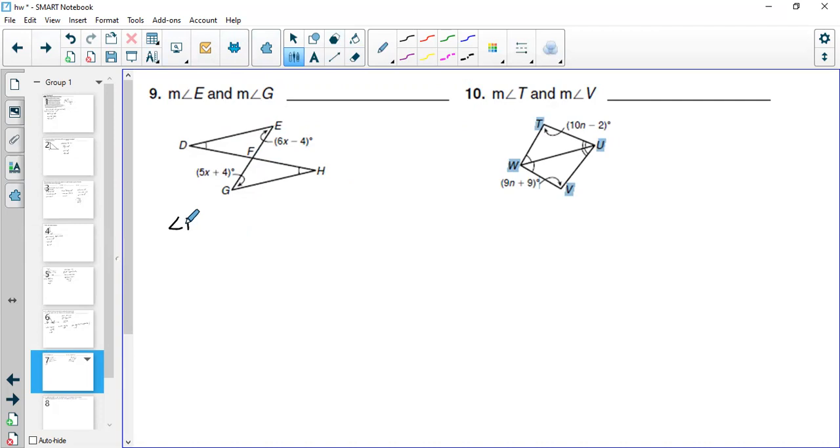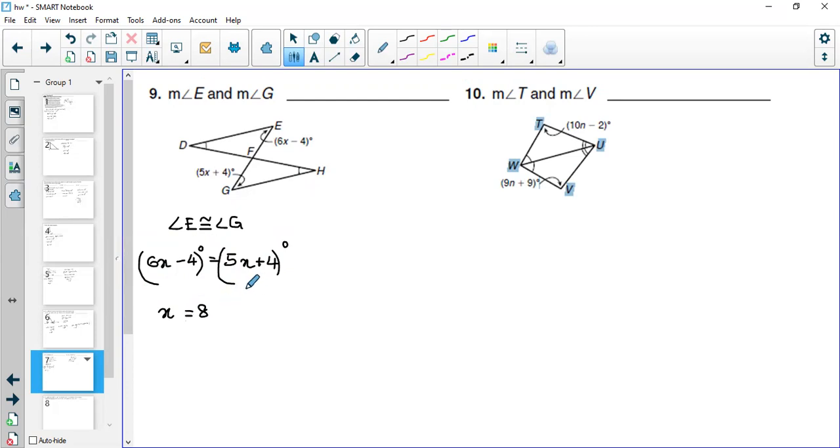Angle E is congruent to angle G, which means angle E is equal to angle G. So I can say that 6x minus 4 equals 5x plus 4. It is similar to the question which we had to solve. So 6x minus 5x will give you an x. Now I'm just doing it directly. I'm not showing you all the steps here. Then minus 4 and plus 4 will give you an 8.